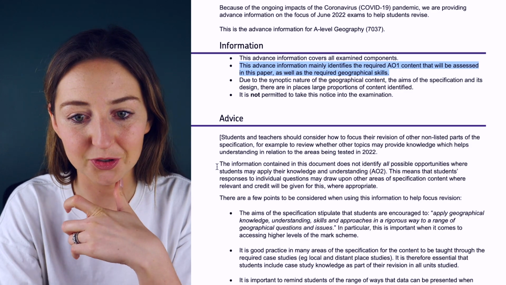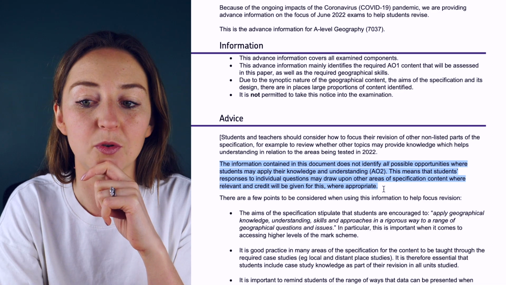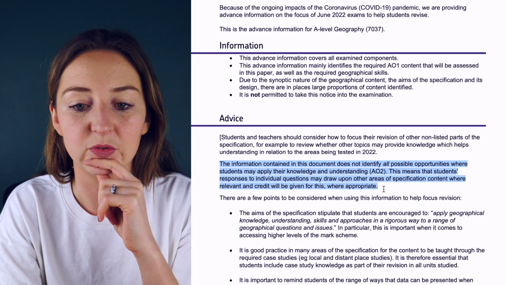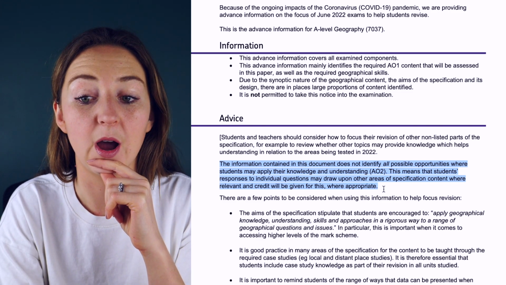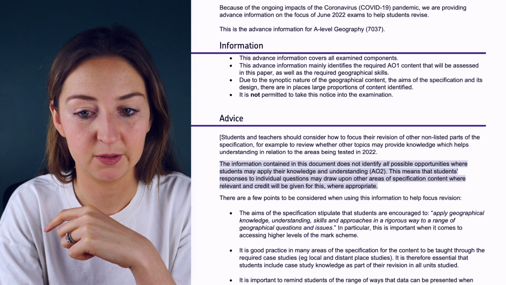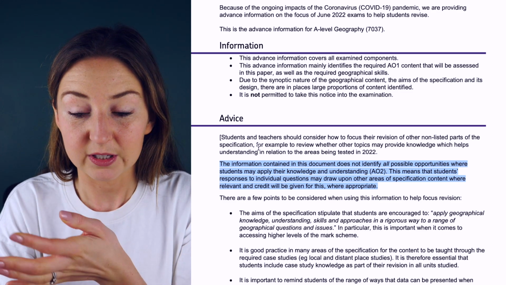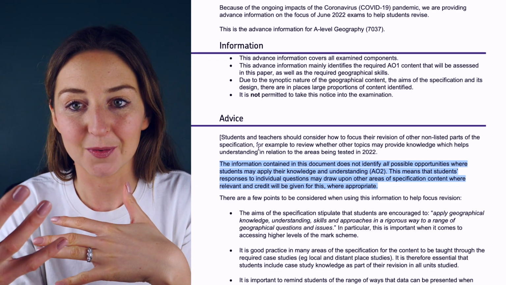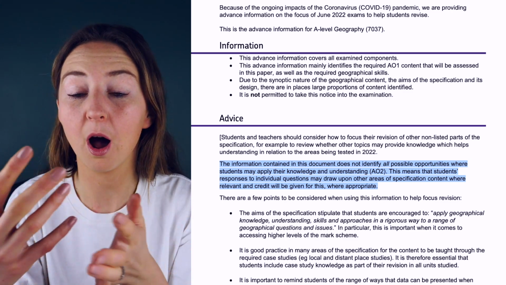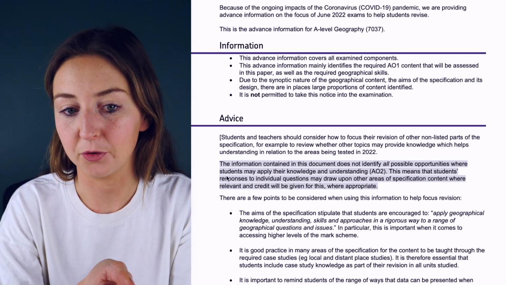However, they also say the information contained in this document does not identify all possible opportunities where students may apply their knowledge and understanding, so AO2. This means that student responses to individual questions may draw upon other areas of the specification where relevant, and credit will be given for this where appropriate. So what this means is that this document is a useful tool to focus your revision, but you can draw on other parts of the spec that you've learned. And also you will be given marks for this.